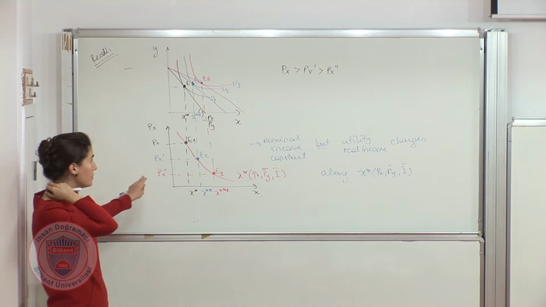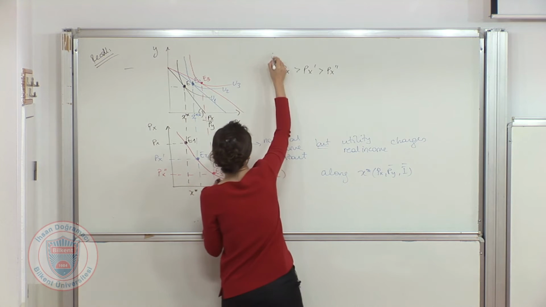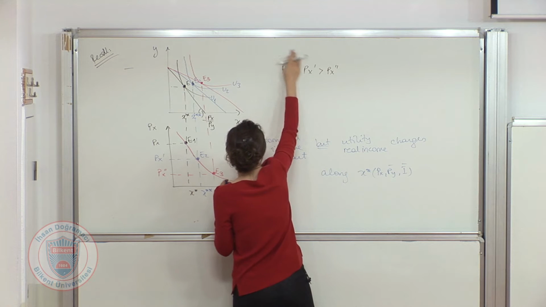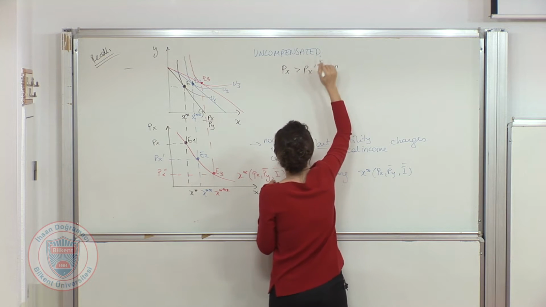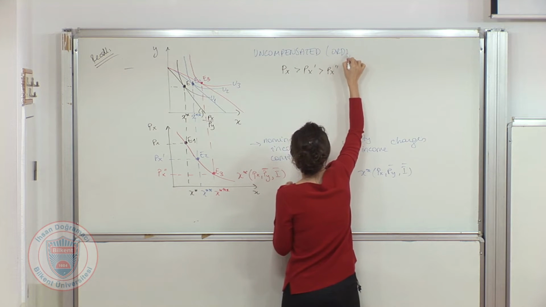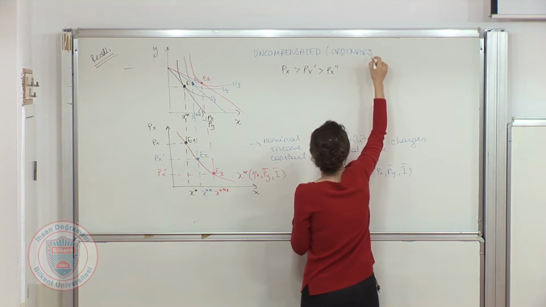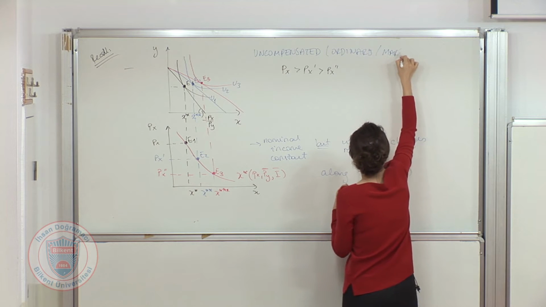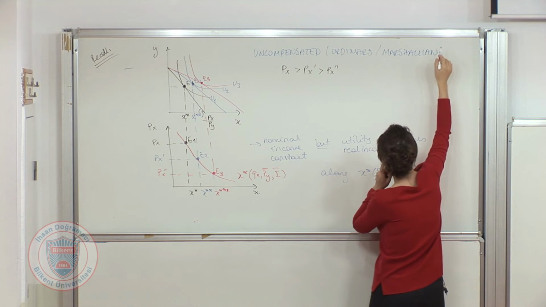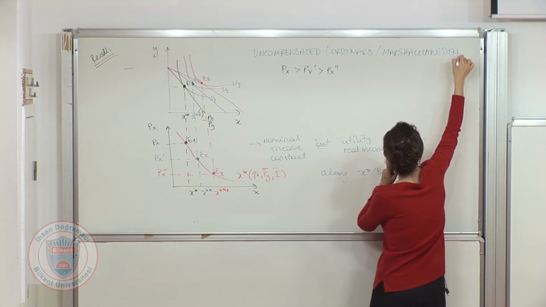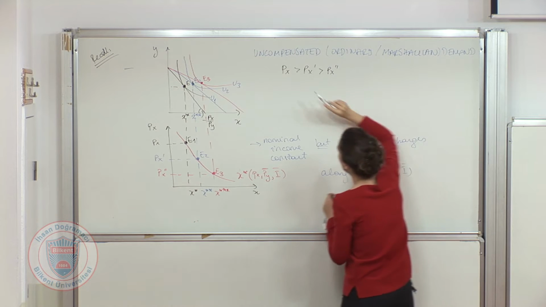Then we said that this was the uncompensated demand curve, sometimes called ordinary, sometimes called Marshallian, demand. Now, this was the case.